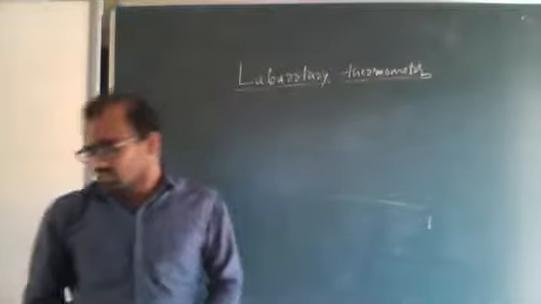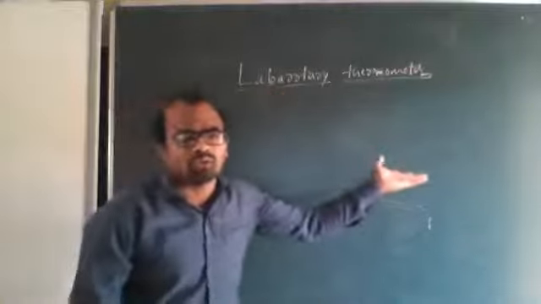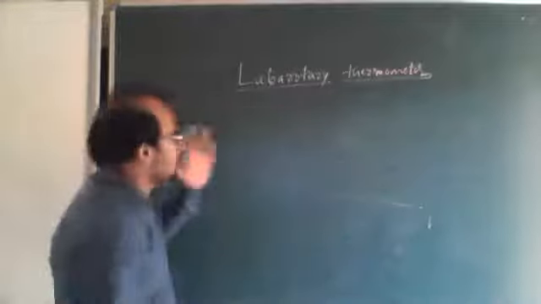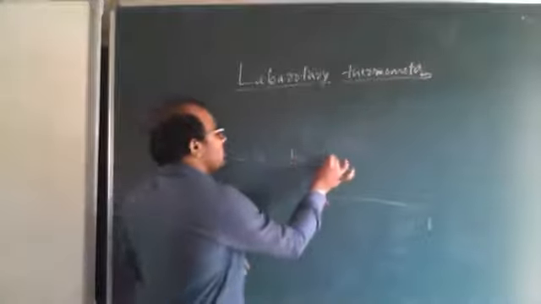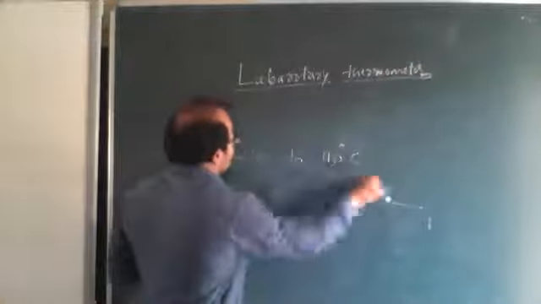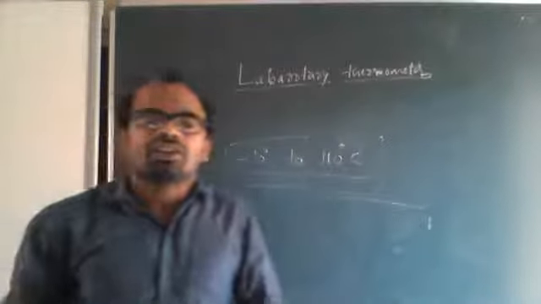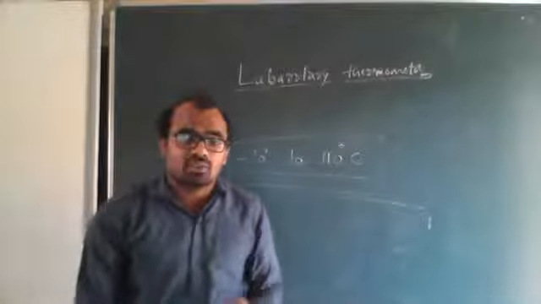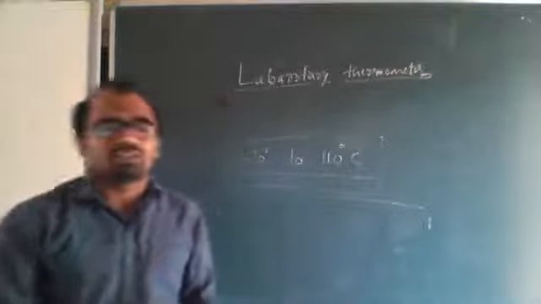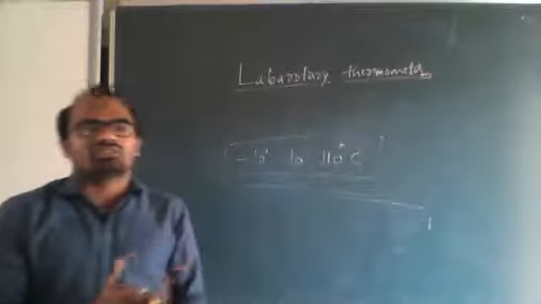See what happens here. Laboratory thermometer, as the name suggests, is used in the laboratory. The only thing you should remember, which is very very important, is that the range is from minus 10 degrees Celsius to 110 degrees Celsius. It is used to measure the temperature of different objects which are more than 40 degrees Celsius or below 35 degrees Celsius or 30 degrees Celsius.